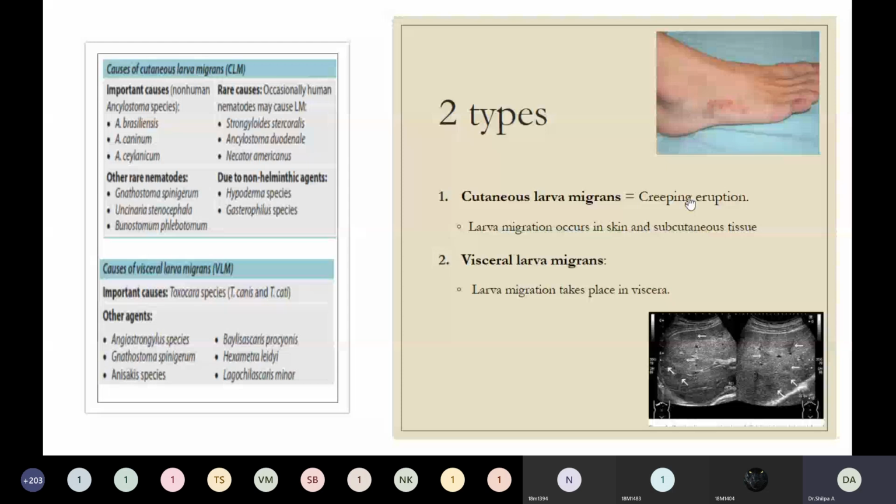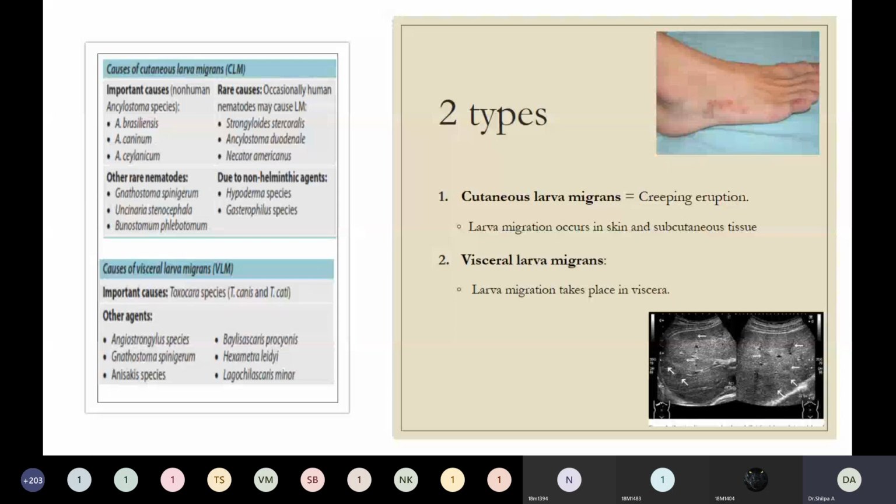In cutaneous larva migrans, which is also called creeping eruption, usually the larva will migrate under the skin or the subcutaneous tissue. Whereas in visceral larva migrans, as the name suggests, migration takes place in the viscera. So as you can see in the picture, here in the foot, under the skin, you can see some worm-like, thread-like structure. So that is the example of cutaneous larva migrans. Here it is a USG picture down, where you can see visceral larva migrans.